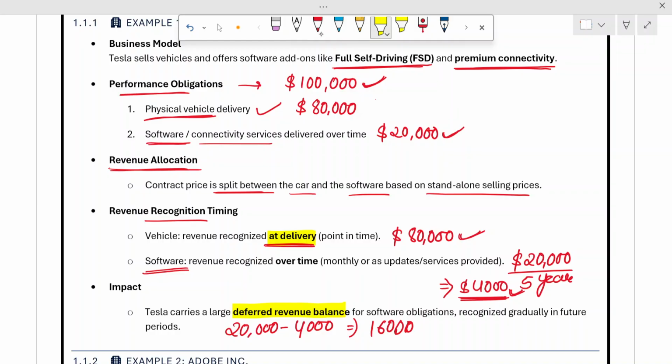In the second year, when the year is complete, out of this $16,000 you will recognize $4,000 in your books of accounts, and in the third, fourth and fifth year you will do the same. So these kinds of situations may arise in real life, and companies need to identify what their performance obligation is, if they are providing more than one service, how to allocate revenue, what the timing of revenue should be, and what the final impact will be.